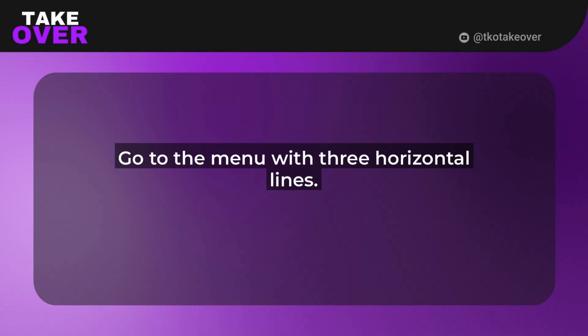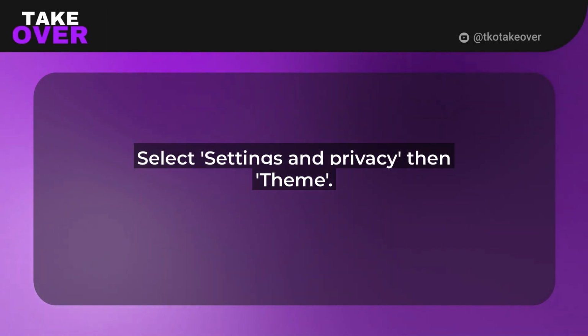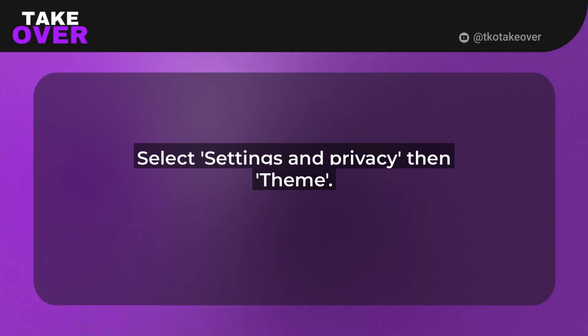Next, scroll down until you see Settings and Privacy. Tap on that, and then look for the Theme, or Display, section. In 2025, Instagram has made this even easier, so you should find a direct option for dark mode. Simply toggle the switch to turn it on.